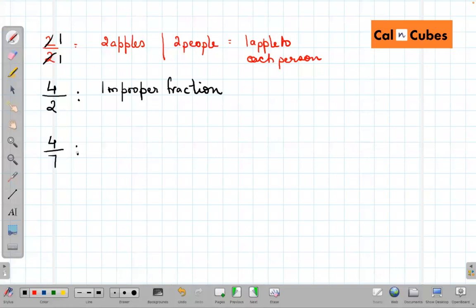Now, should we write that 2 apples and 2 people? Just write 2 upon 2, cut and 1, 1. No need to write this apple thing because you understood that if there are 2 apples and 2 people only, everyone will get 1 apple. Okay, ma'am.